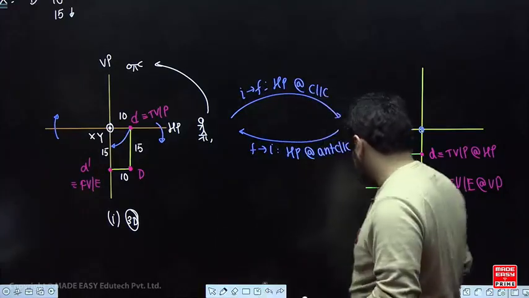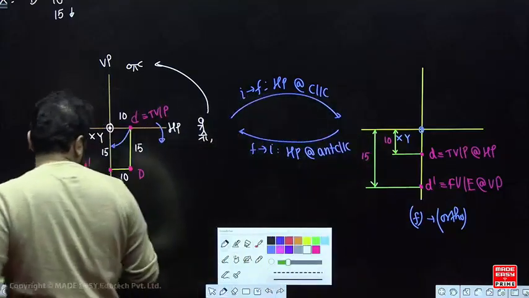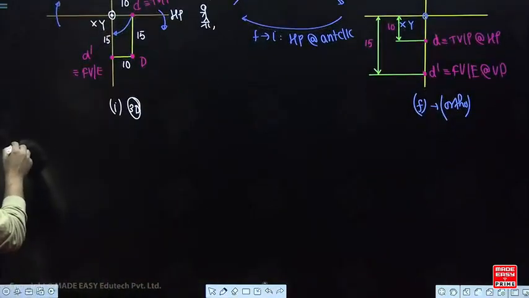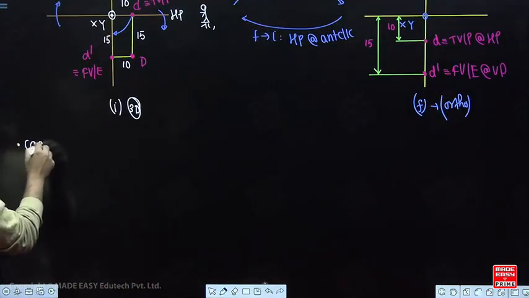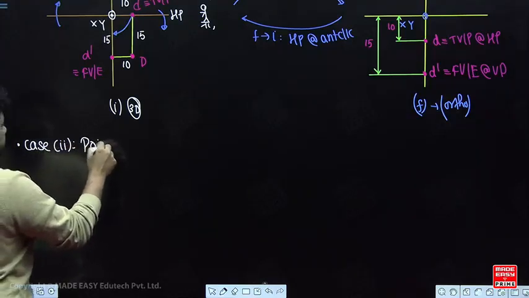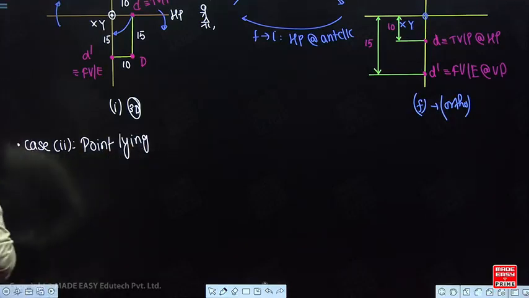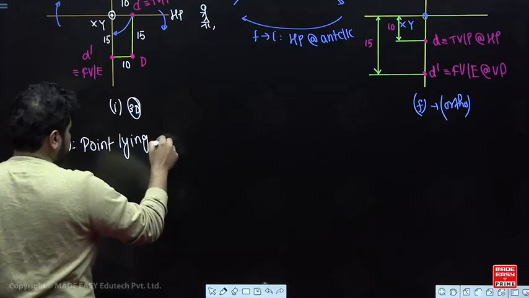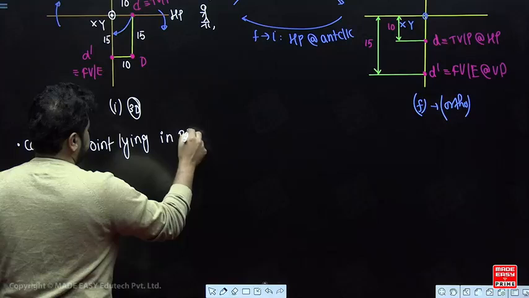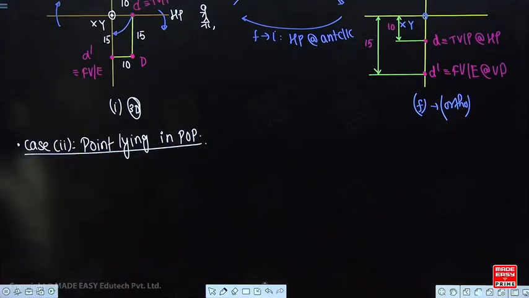In the last class we have discussed case number 1, right? Now the last is case number 2. Point lying in plane of projection. Point lying in POP.